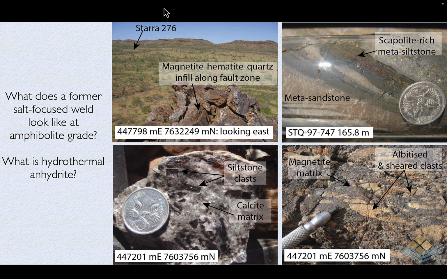layer-parallel scapolite-rich metasiltstones. And in association with that, in what has a magnetite matrix, we see these albitized and sheared clasts, along with a variety of siltstone clasts with a calcite matrix, in what was an original salt-lubricated thrust weld. And of course, in association with this, we also have hydrothermal anhydrite, not in outcrop because it's been leached by the modern weathering processes in the regolith, but at depths of more than a few hundred meters, we also have hydrothermal anhydrite associated with these mineralized zones. And there's also some indications in the inclusions of this type of association.